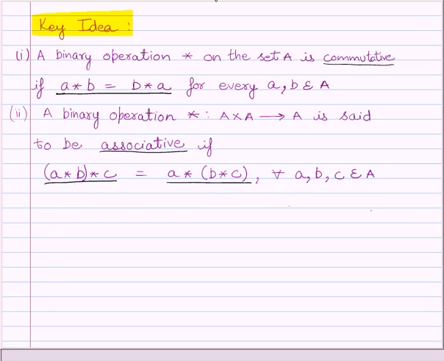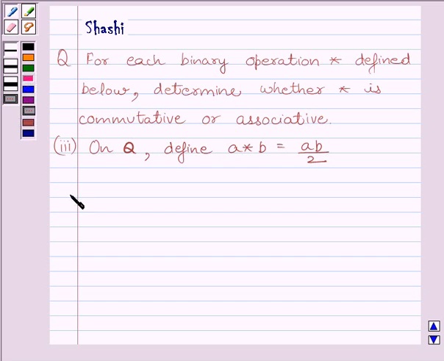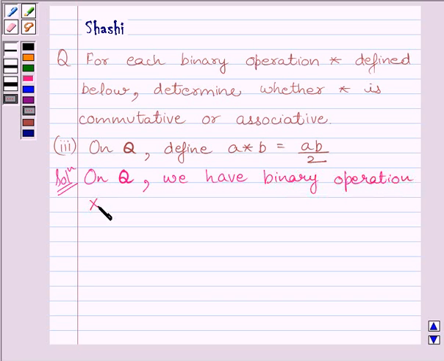Let us now start with the solution. On Q, we have binary operation star defined as A star B is equal to AB upon 2.